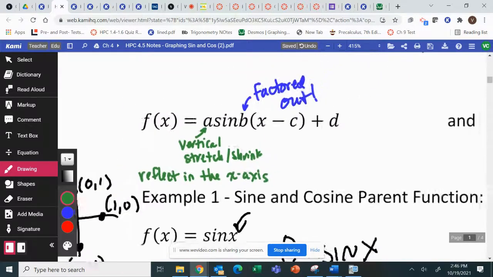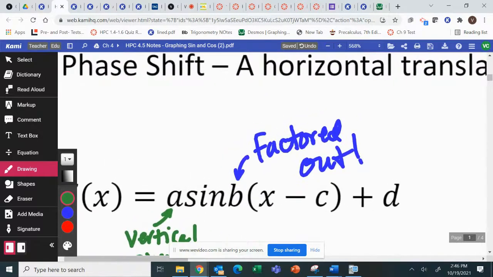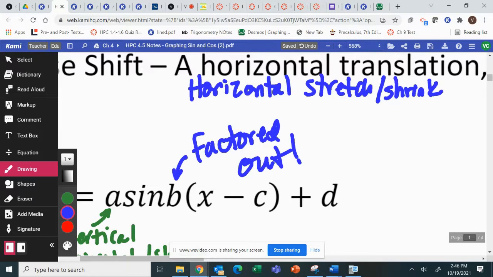Okay, the b value that has to be factored out, what could that be? Horizontal stretch or shrink. Or reflect in the y-axis.